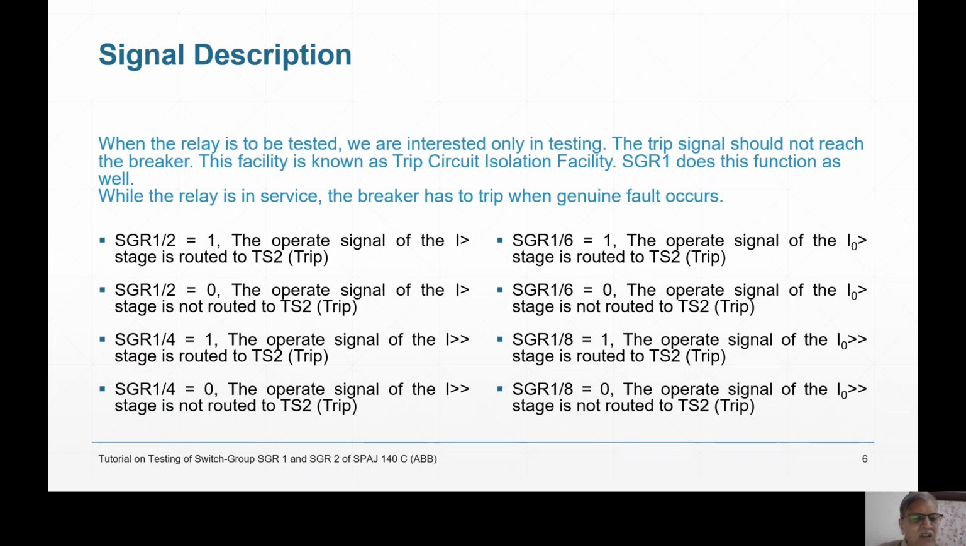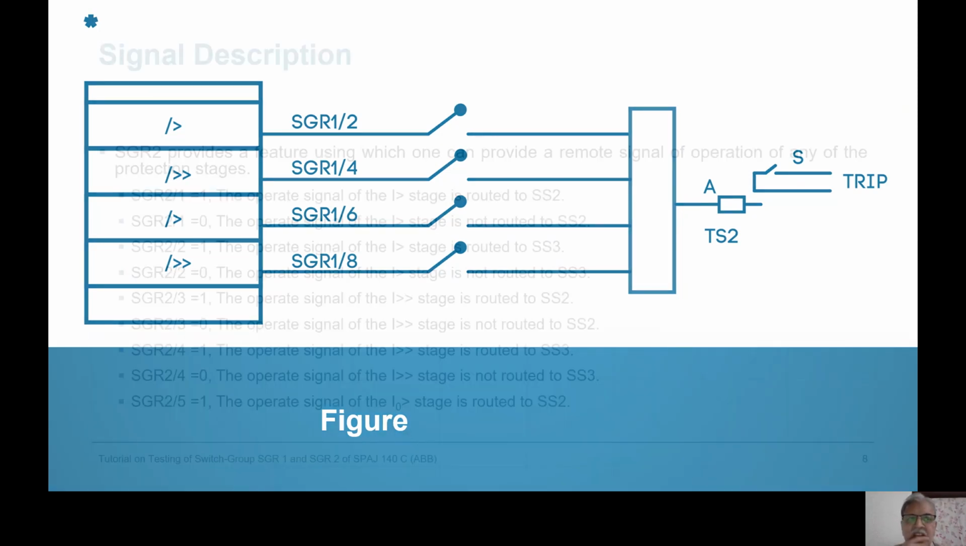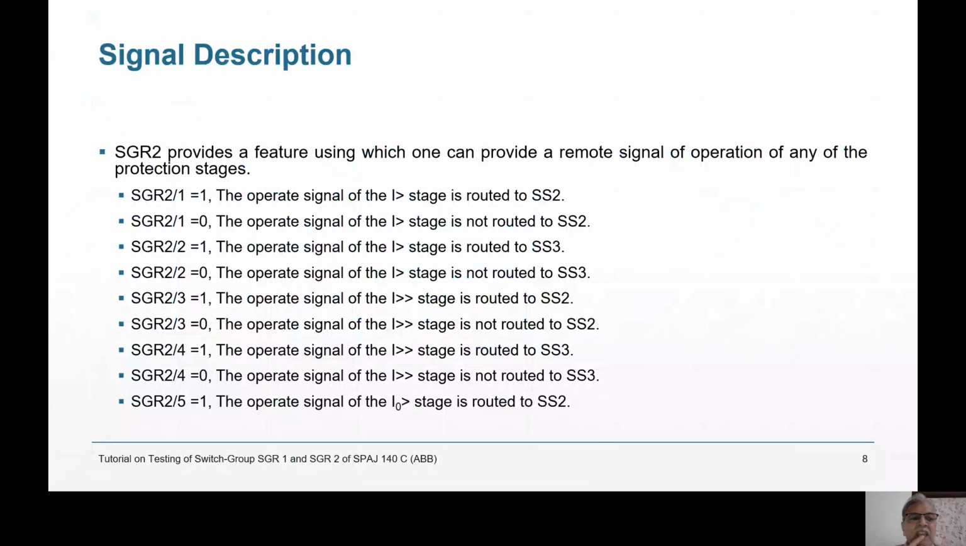Right. Similarly, SGR1/4 is for I double greater than. SGR1/6 is for I0 greater than. SGR1/8 is for I0 double greater than, to make it reach the final trip signal or not. Why not? You would not want to make it reach if you are testing a relay, right? So that was for SGR1, switch group relay configuration 1.